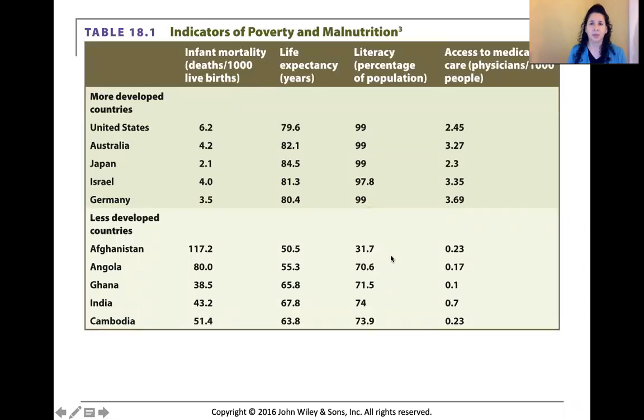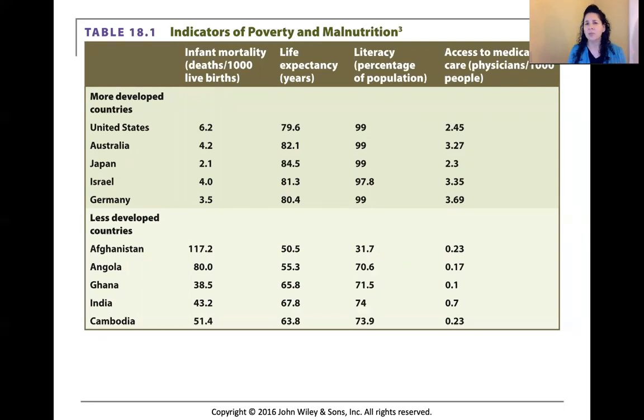Poverty and malnutrition, again, looking at life expectancy, looking at infant mortality, which means the death rate of our children. Literacy, how well they can read, what percent of the population could read. So looking at these slides here, we see the US, and we see 99% can read. We see our infant mortality death rate is at 6.2%.